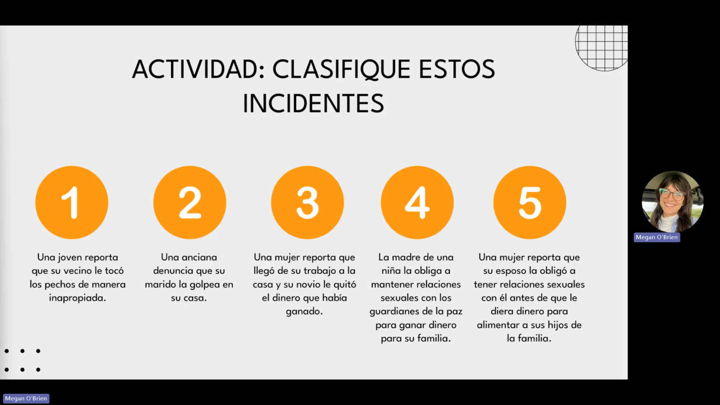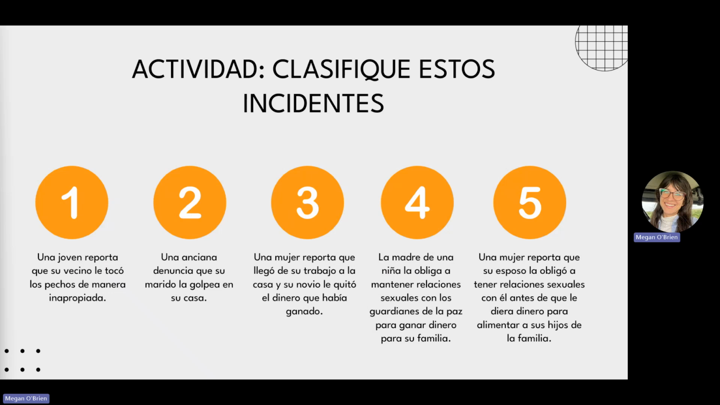Now we're going to go through some examples to classify these incidents using the classification tool and coming up with our standardized answers. So for this first example, a young girl reports that her neighbor inappropriately touched her breasts. Was this an act of rape? No. Did this include unwanted sexual contact? Yes. So in this example, we would identify the incident as sexual assault.